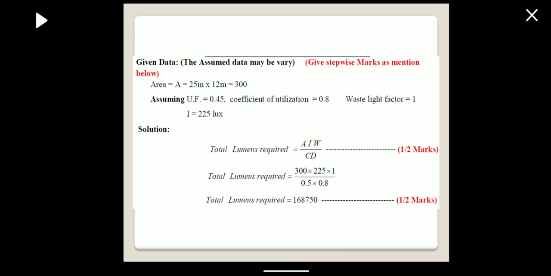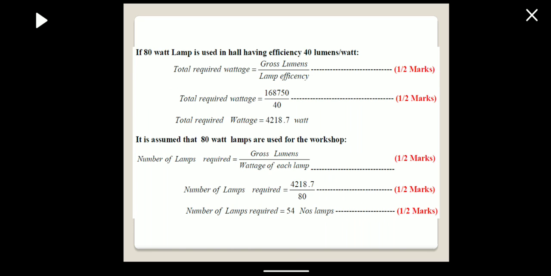The total lumens is 168750. Then if an 80 watt lamp is used in the hall, having efficiency of 40 lumens per watt, the wattage required is the total gross lumens divided by lamp efficiency. So efficiency of lamp is 40, so calculate it. The total wattage required is 4218.7 watt. It is assumed that 80 watt lamps are used for the workshop.